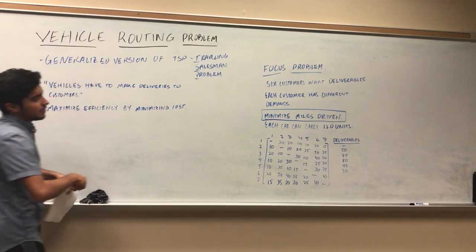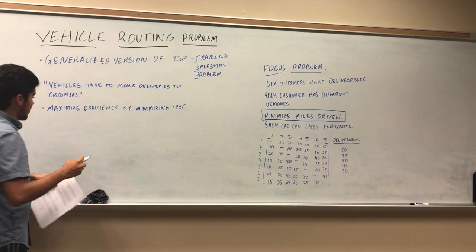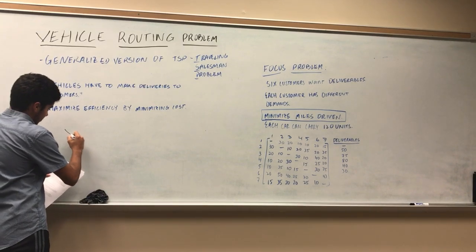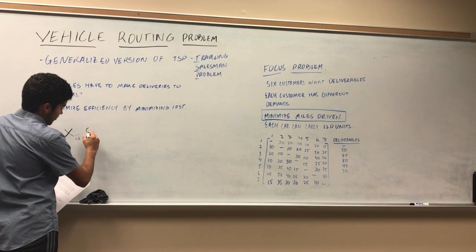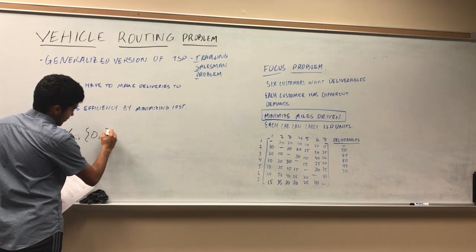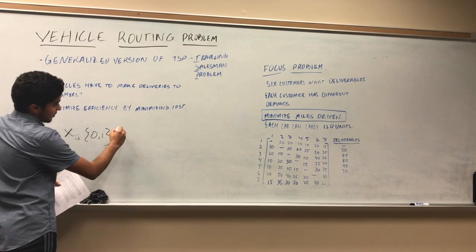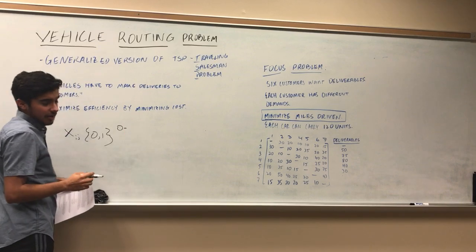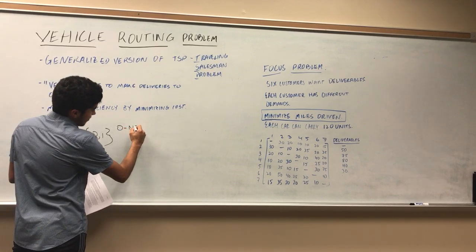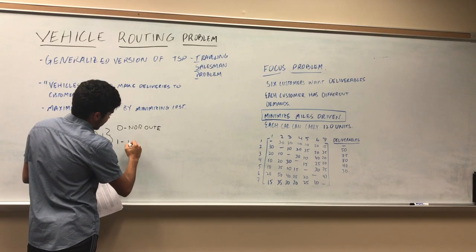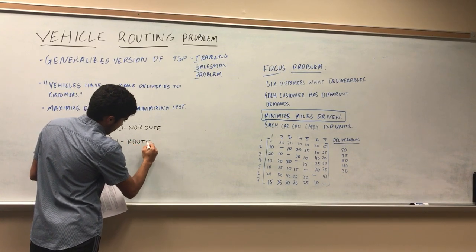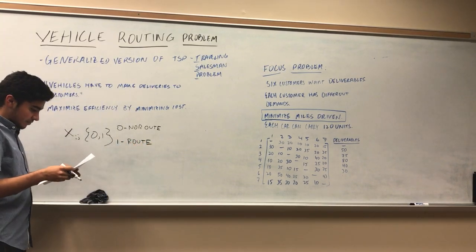The first constraint is on our decision variable, which is x_ij, and it's going to be from 0 to 1. It's a binary variable, because if it's 0, that means we're not going along that route. If it's 1, it's on our route.